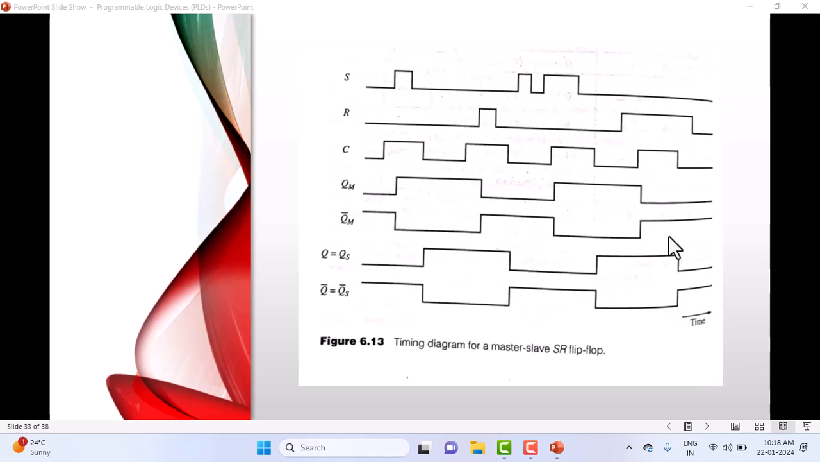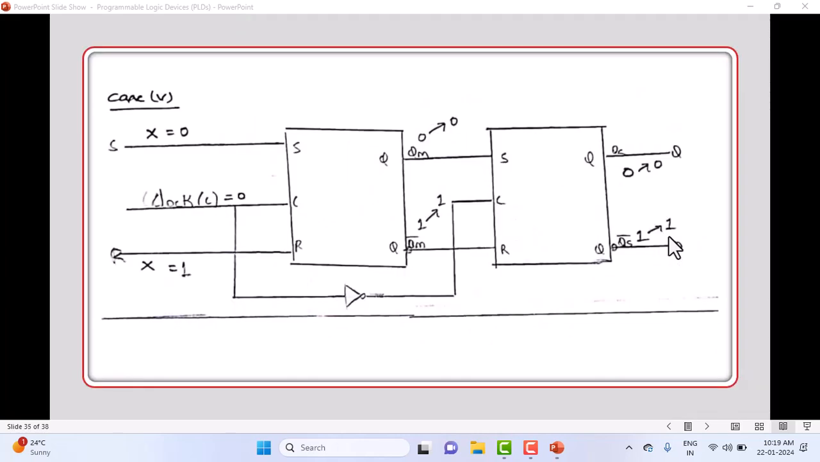The first thing is you always look at the clock. When clock is 1, you must look at what? S and R and master output. Understand? When clock becomes 0, what are you supposed to look at? The master output and the slave output. Those 2 things you should look at. If you are able to get these 2 things, I think you can understand this master slave. There is no difficulty in that.